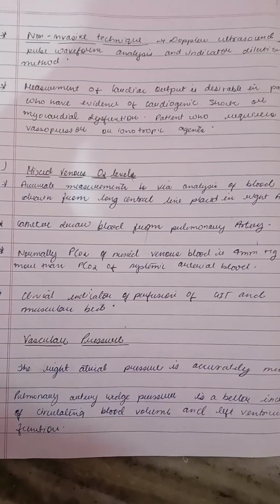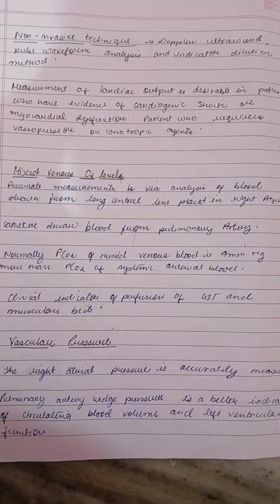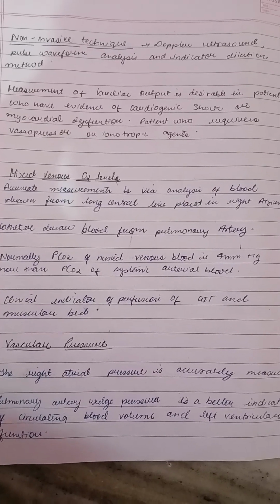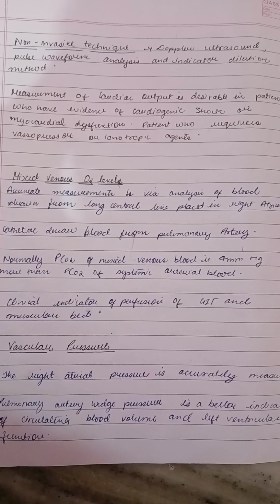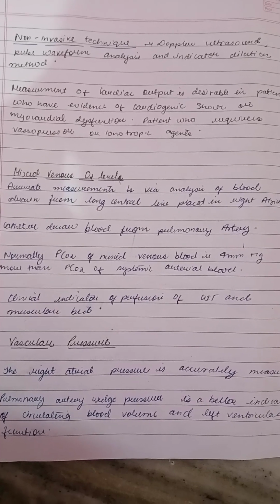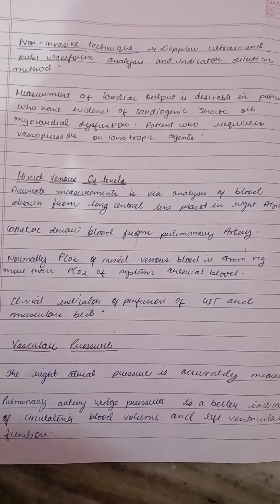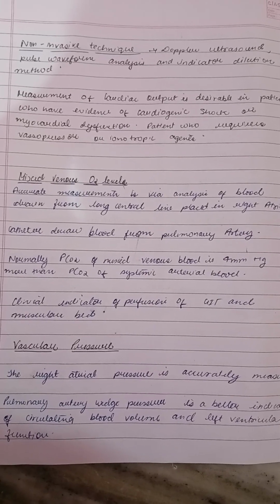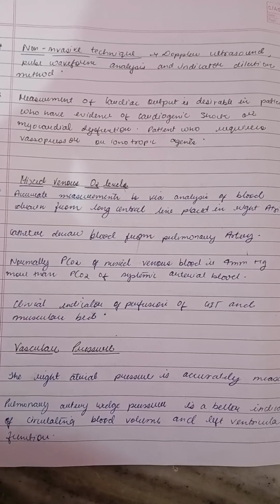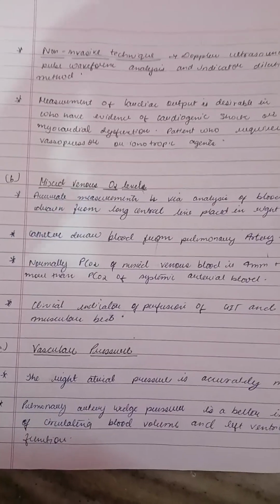Now second is mixed venous O2 levels. Accurate measurement is via analysis of blood drawn from a long central line placed in the right atrium. The catheter draws blood from the pulmonary artery. Normally the partial CO2 of mixed venous blood is 4 mmHg more than the partial CO2 of systemic arterial blood. It is a clinical indicator of perfusion of GIT and muscular bed.